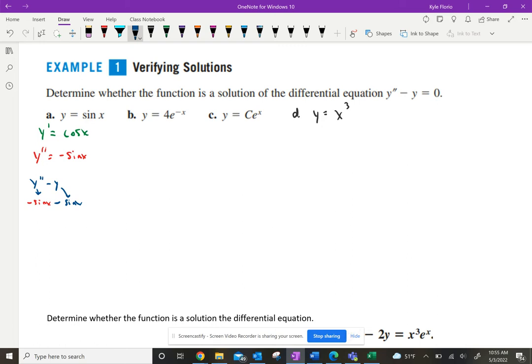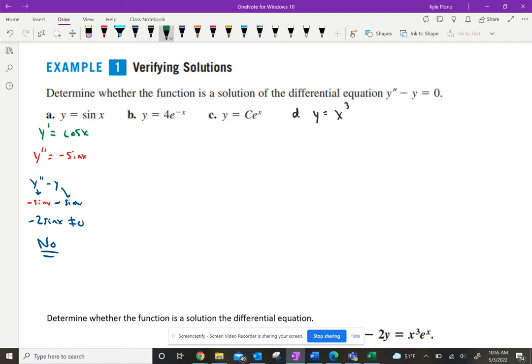So we have minus sine x, which is minus 2 sine x. So this is not equal to 0, so it is not a solution. So that does not equal 0. They did not cancel out. Okay, so not a solution.